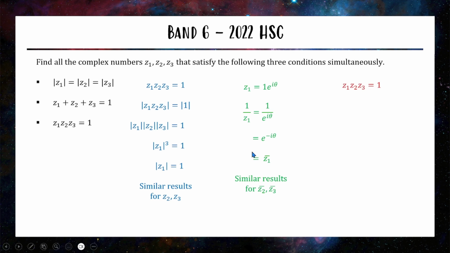Okay, this is useful because now we can go back to the product equal to 1, and we can divide both sides by Z3. So we get Z1 Z2 equal to 1 over Z3. And 1 over Z3, as we established in the green section here, is equivalent to the conjugate of Z3.